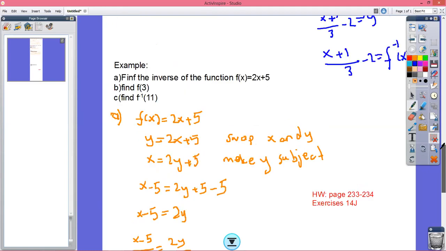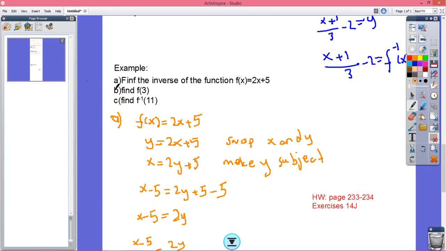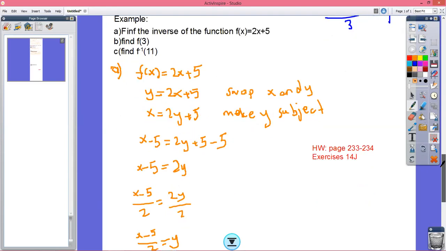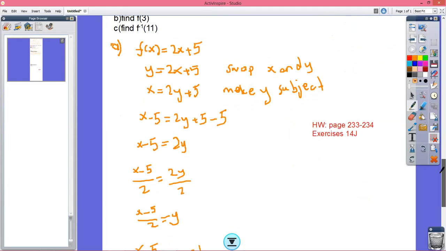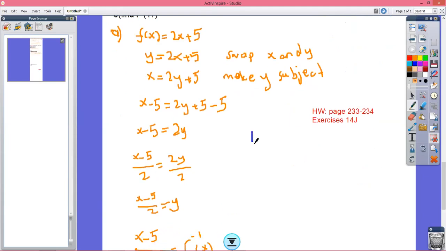Now let's go to our example. Our example says, find the inverse of the function f of x is equal to 2x plus 5. We did it here. We swapped x and y, and after that we made y the subject and solved it, and we got this one. Question B says, find f(3). Let's solve B here.